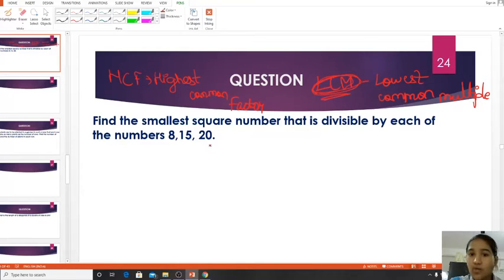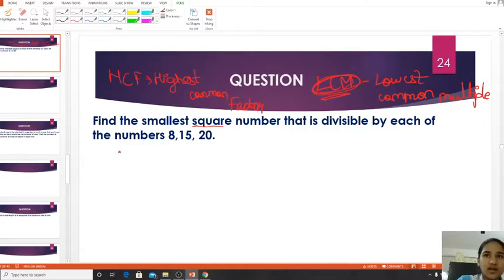There might be a question why. Is it necessary to find the LCM of 8, 15 and 20? Because we have to know which is the smallest number which is divisible by 8, 15 and 20. Then they have asked for the smallest square number. So if it's not a square number, then we'll have to do the next step. So first of all, we'll have to find the LCM.